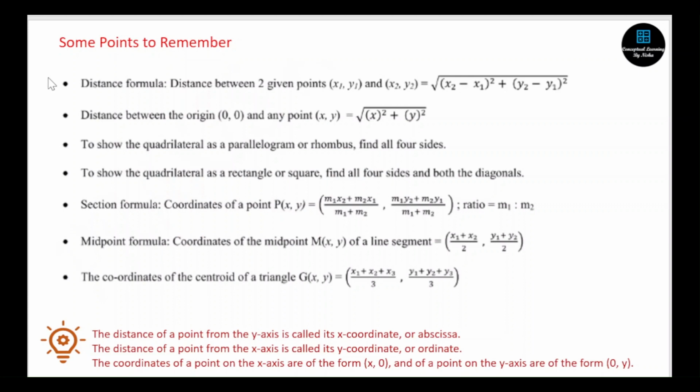Remember that if the point is on the x-axis, the coordinates are given as (x, 0). Points on the y-axis are given as (0, y).